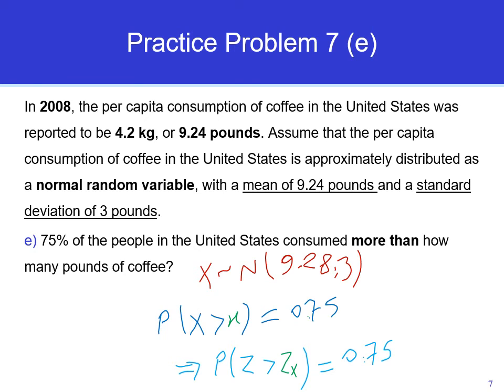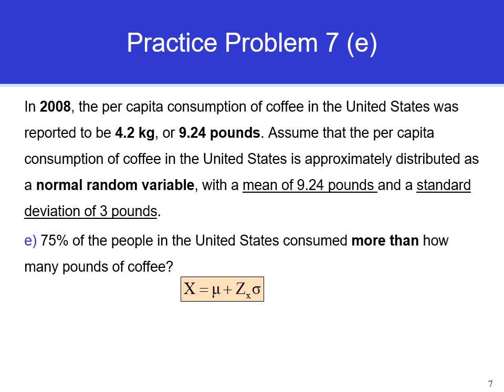So we know that if the probability that z is greater than z of x is 75%, this means that the probability of z less than z of x is equal to 1 minus 75%, which is 25%. Now we can look at the z distribution table and find the z of x such that the probability is 25%. Then we can plug it into the formula. This is the formula: x is equal to mu plus sigma multiplied by z of x. And we find x.